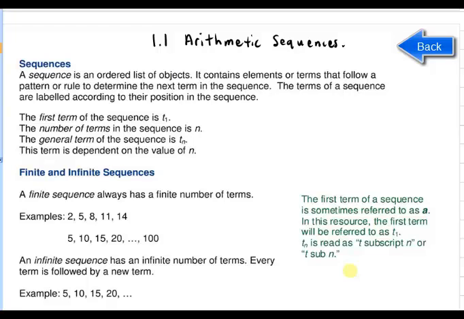So a sequence is an ordered list of objects. It contains elements or terms that follow a pattern or rule to determine the next term in the sequence. The terms of a sequence are labeled according to their position in the sequence.